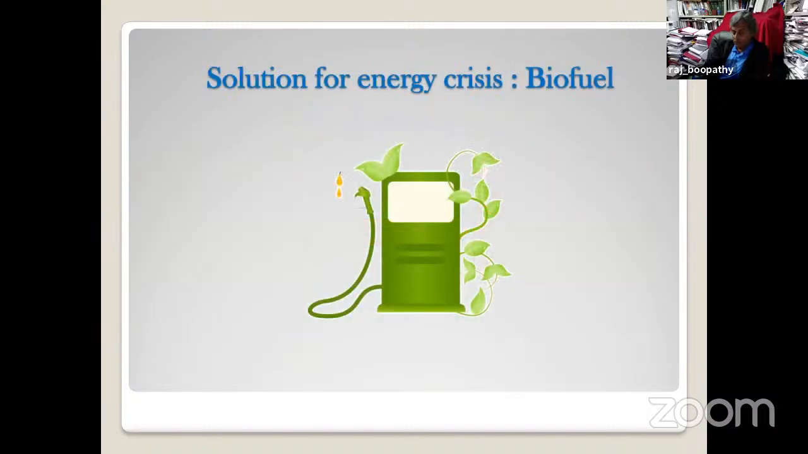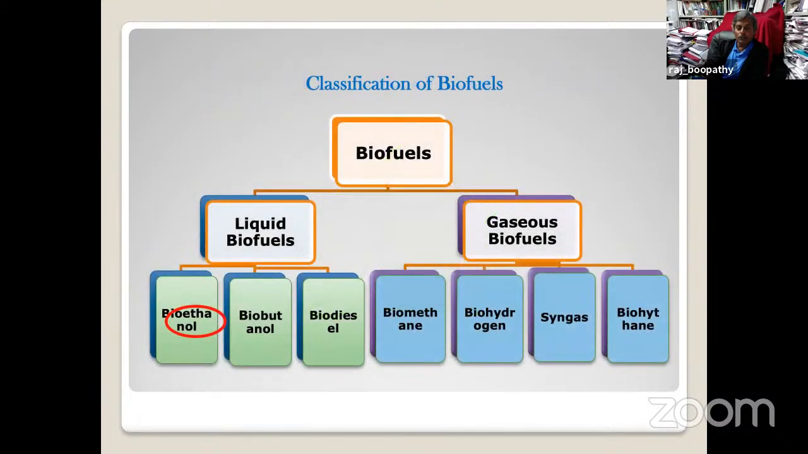So the solution to this energy crisis is biofuels, as I said, for various reasons. It's sustainable, and also technology is almost there to commercialize this. So what are the various biofuels we can make? We can have liquid biofuels and gaseous biofuels. Some of the liquid ones are bioethanol, biobutanol, biodiesel. Gaseous ones are methane, hydrogen, syngas, and hythane, which is hydrogen and methane together.